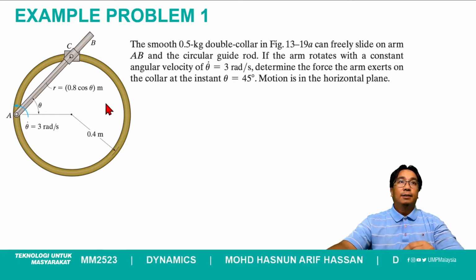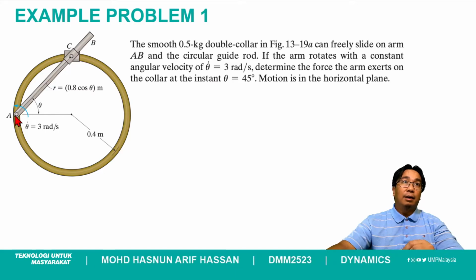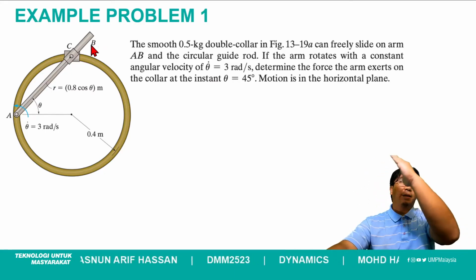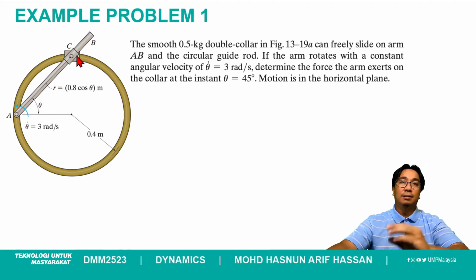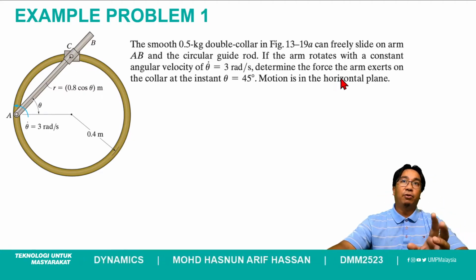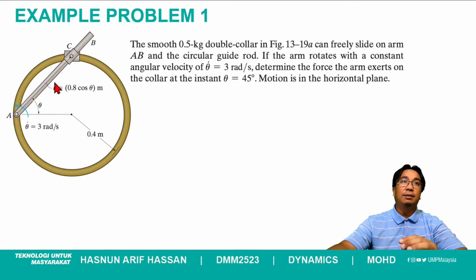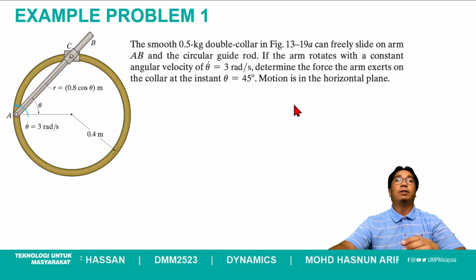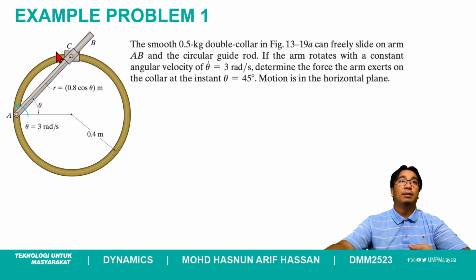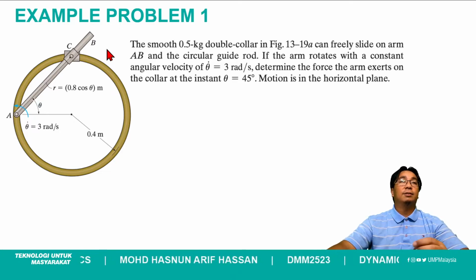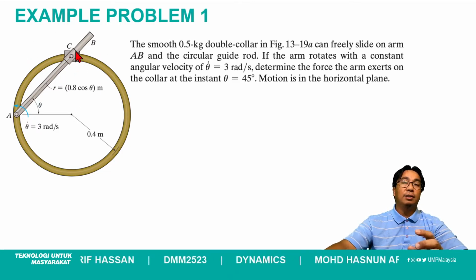Okay, so soalan dia ialah berapa force yang arm AB ni yang rotate, arm AB ni beri kepada collar dekat C ni yang bergerak. So berapa force yang diberi, force the arm exerts on the collar at the instant theta ni equals to 45 degrees. Okay, so we need to draw the free body diagram first lah.